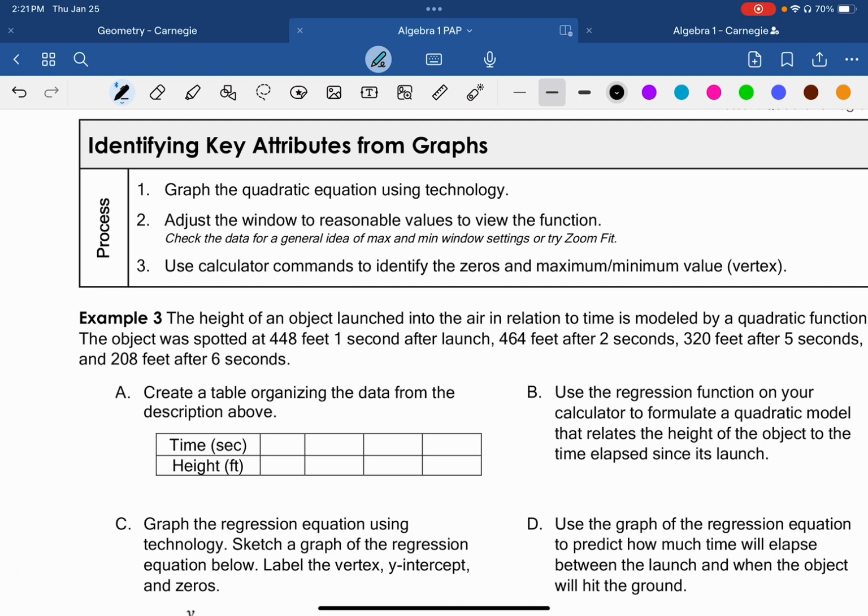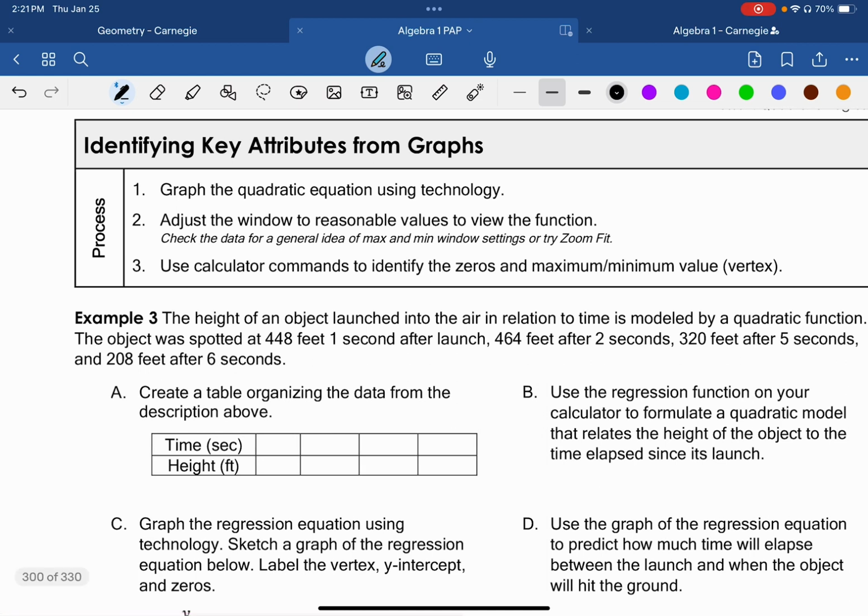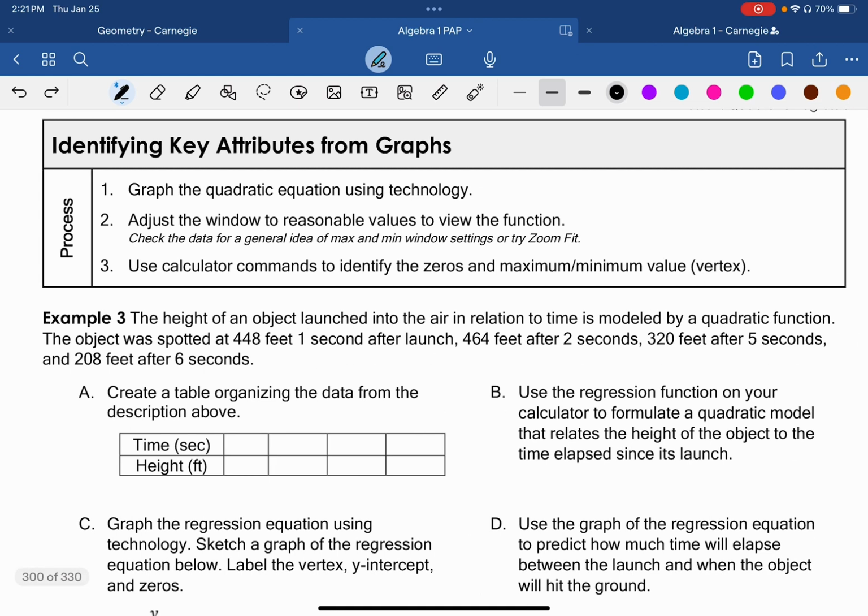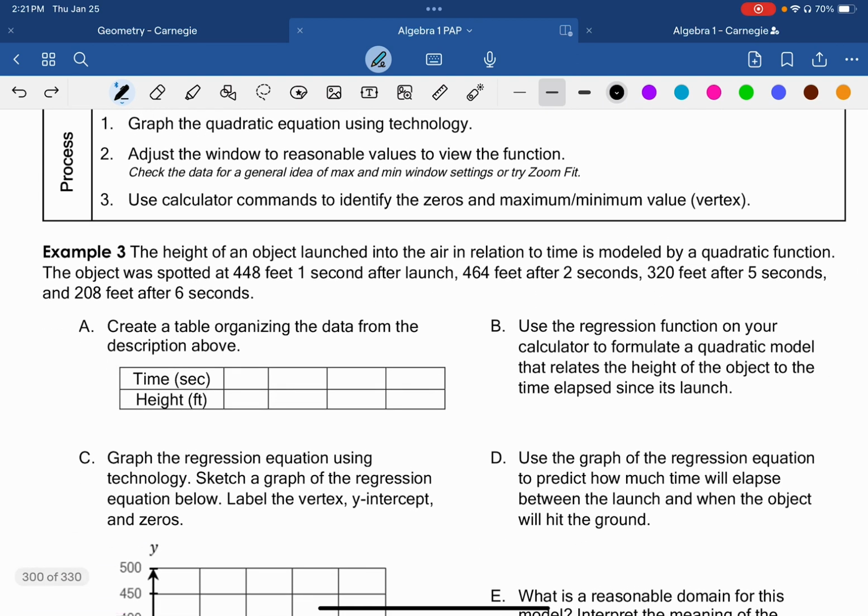Identifying key attributes from the graph of a quadratic equation using technology. We're going to adjust the window to reasonable values so that we can view the function. And we're going to use the calculator commands to identify the zeros and maximum or minimum values, which of course, remember, are the vertex.